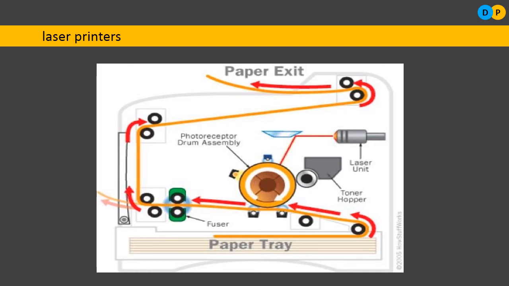Later, this sheet of paper is made to move through a fuser. When it passes over the fuser, because of heat, the ink powder will stick to the paper permanently. So this is how the laser printer actually works. Commonly, the resolution of a laser printer is high compared to the inkjet printer, and the speed of a laser printer is a little bit higher too. They are able to produce around 15 to 30 pages per minute.